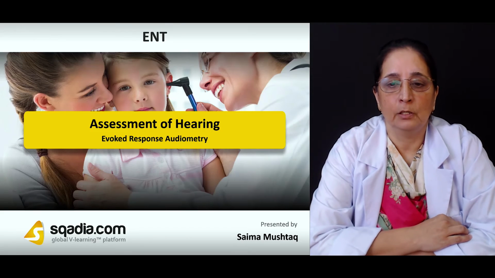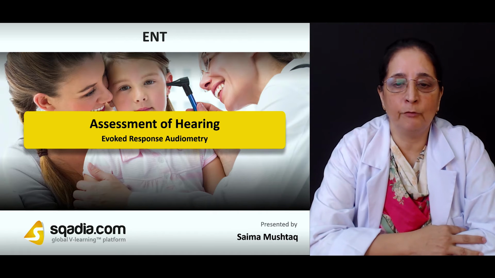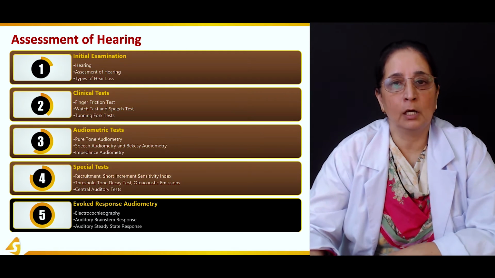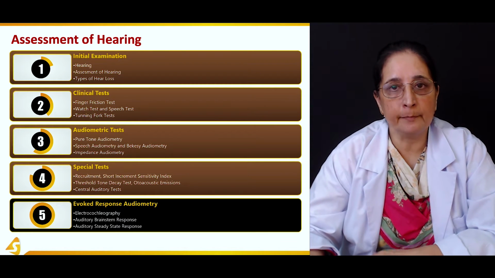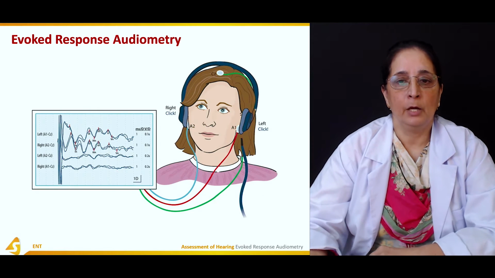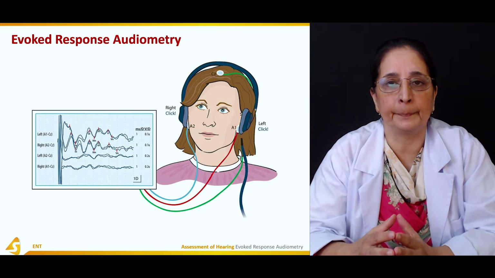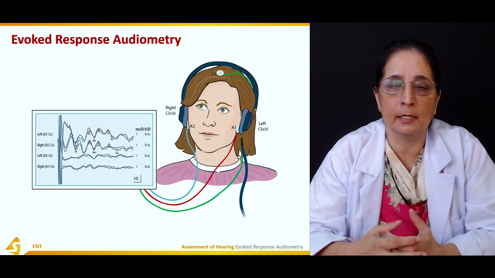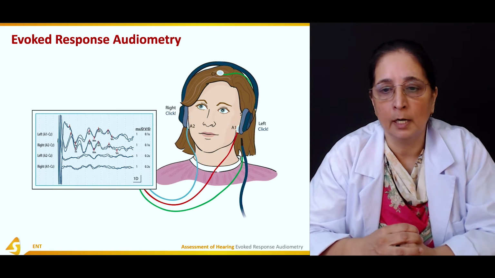Now, in the fifth section of our lecture, assessment of the hearing, we will talk about some evoked response audiometry. In this, we will talk about electrocochleography, auditory brainstem response, and auditory steady state response. Evoked response audiometry is a computerized test in which the stimuli is generated and intensity is increased or decreased.